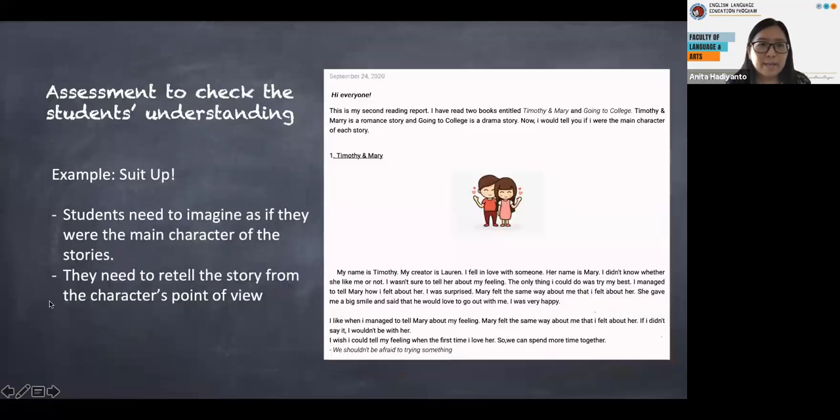And then the other example is this one. This is more of a speaking activity. The students need to imagine they are the main character of the story, and they need to retell the story from the character's point of view. Again, this is not really speaking, but more of a writing activity. They need to write down their ideas in a blog.